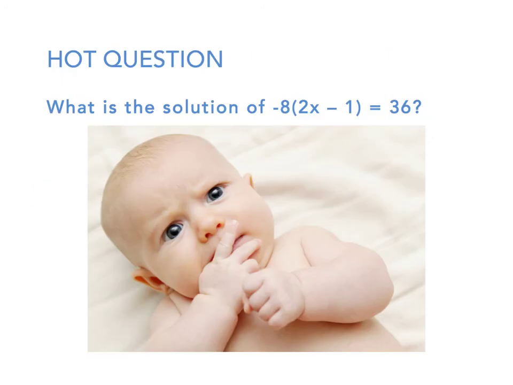Your hot question: what is the solution of negative 8 times the quantity 2x minus 1 equals 36? I need to know what x equals. Write that in the Google Doc after you watch the video. Do not forget to answer your hot question. Good luck.